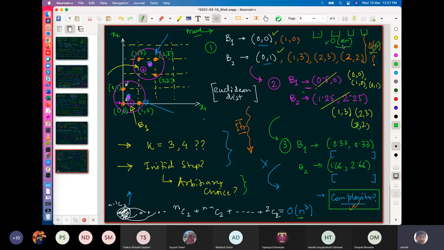Until and unless there is a k, which is a significant amount of k, we cannot reduce the barrier of n log n anyway. Okay. So this is very fast. This algorithm is very fast.